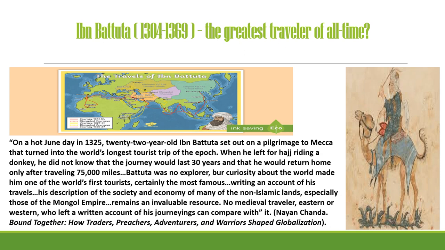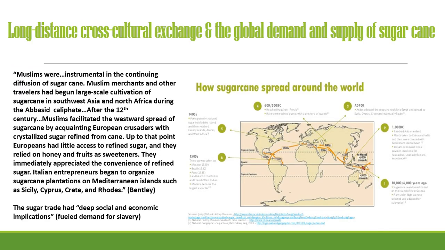The map there is rather small, but you can at least gather that he basically went all the way from east to west and back again, about the entire span east to west of the Eurasian continent. So this guy got around indeed, possibly the greatest traveler of all time, with the question mark because I say possibly. Long distance cross-cultural exchange and the global demand and supply of sugarcane.